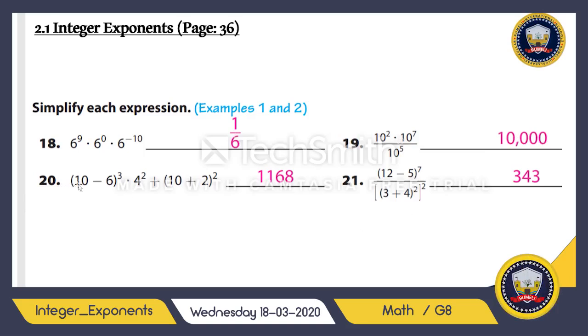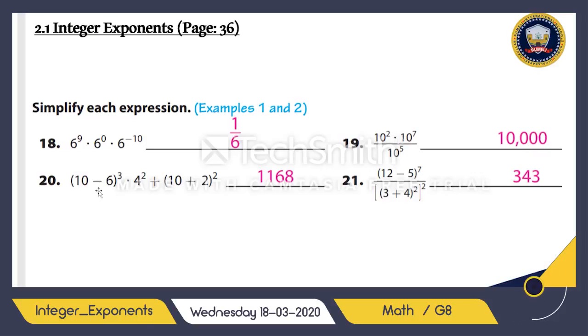Number 20: 10 minus 6 to the power of 3 times 4 to the power of 2, plus 10 plus 2 to the power of 2. What is it? You simplify this. 10 minus 6, which is 4, to the power of 3, times 4 to the power of 2. 4 to the power of 3 times 4 to the power of 2 is 4 to the power of 5. Okay, and 10 plus 2 is 12, 12 to the power of 2. So you find this alone and you find this alone. You add them together and this is 1168.